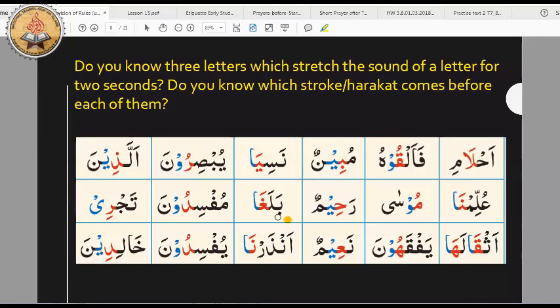Balagha. Ba, good. And then the next letter? La. Bala. And then the last one? Kha. Good. And remember to make your mouth a little bit round. Ra. Well done. Balagha. Well done. Lovely. Next one.